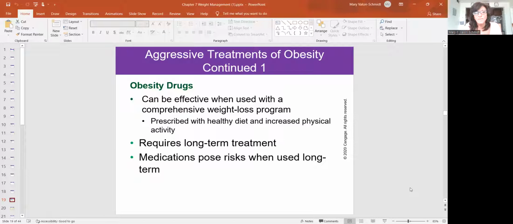So obesity drugs, and now we're talking about things like prescription drugs, can be effective, but they also don't work alone. They have to be used with a comprehensive weight loss program, with some exercise, a healthy diet, long-term treatment. So if it took you 10 years to gain the weight, you're not going to lose it in a week. And then remember, all medications pose risks. Any medication for weight loss, even prescription meds, can be risky when they're used for the long term.